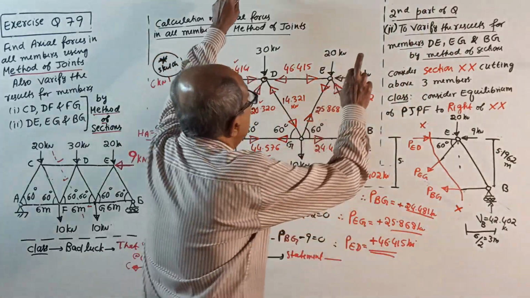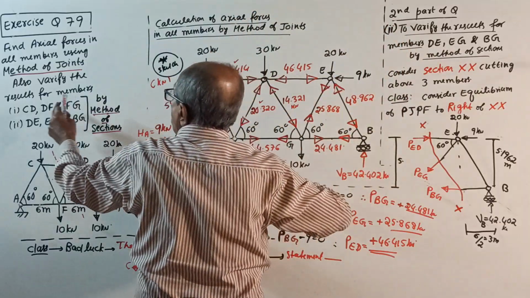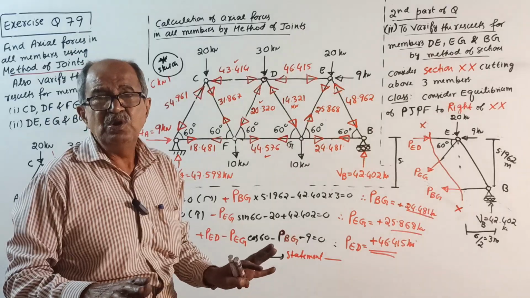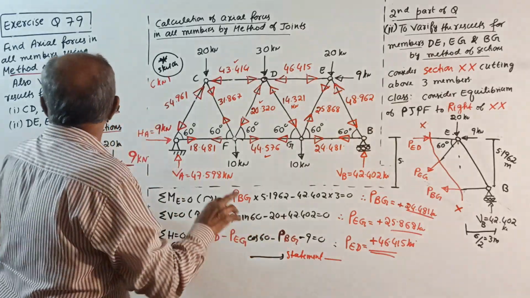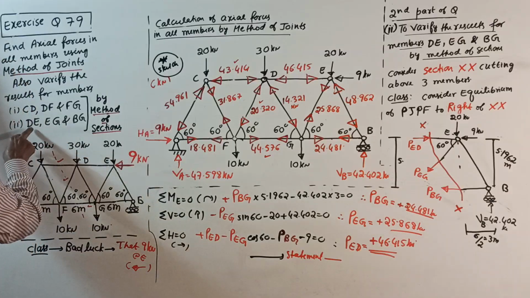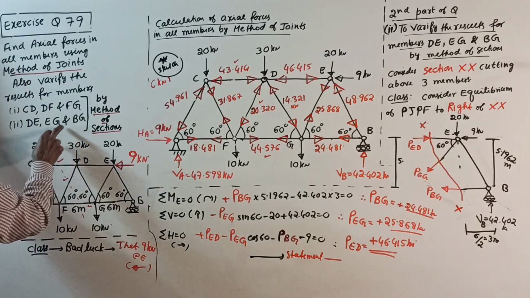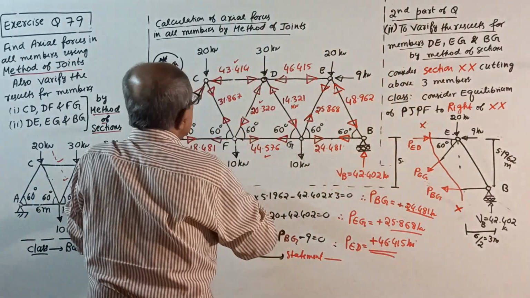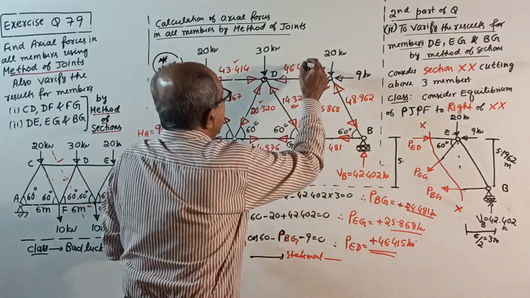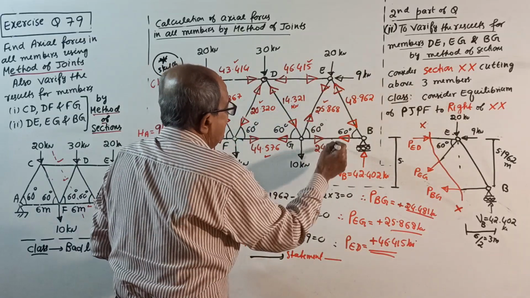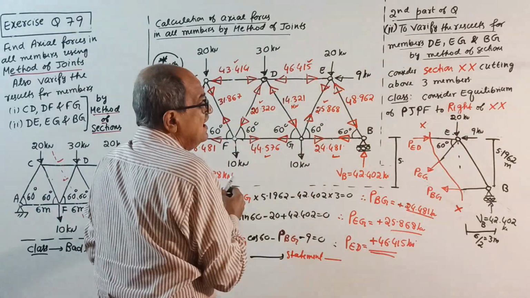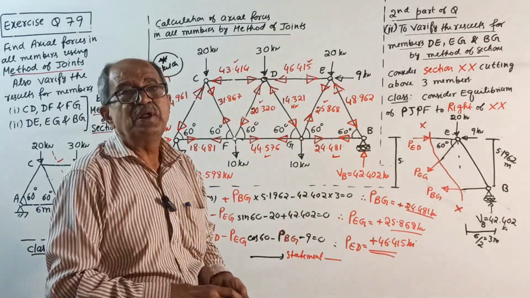Okay, see now, second part of the question. To verify the axial forces in DE, EG and BG by method of section. See, these three members, this one, and this one. So, cut like this. You write one more sketch there. See, not here. You write one more.